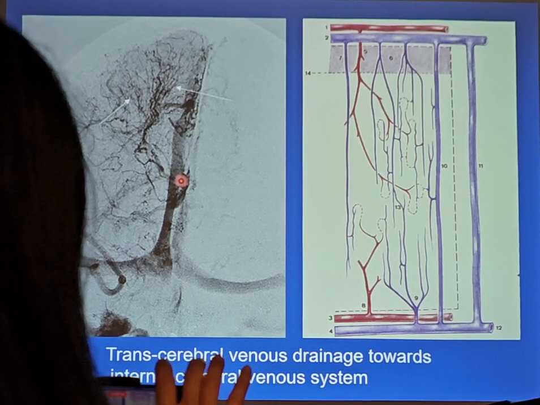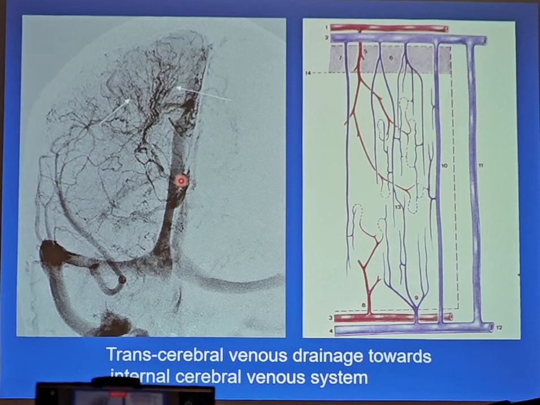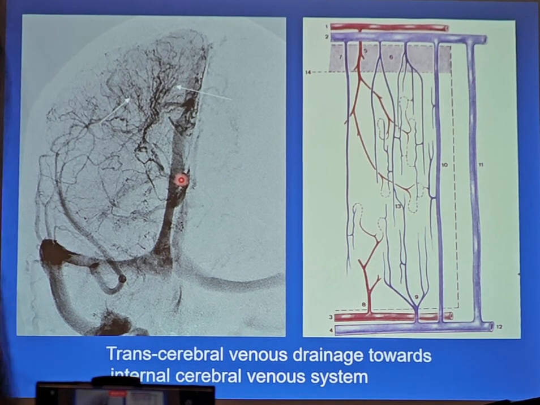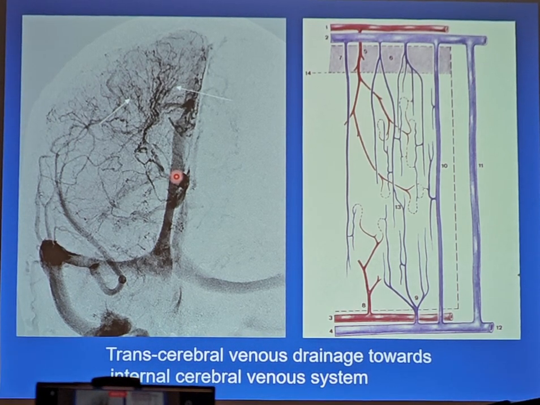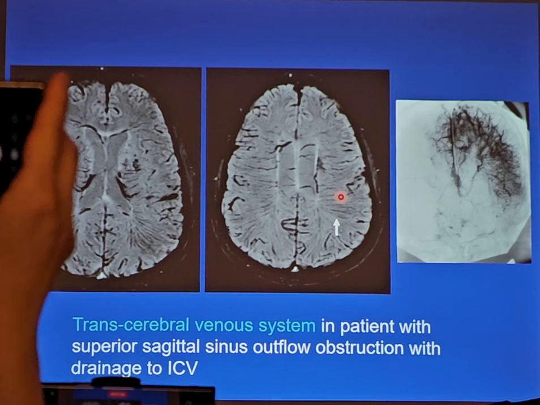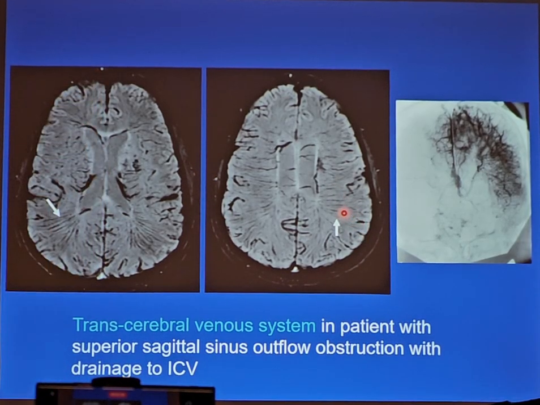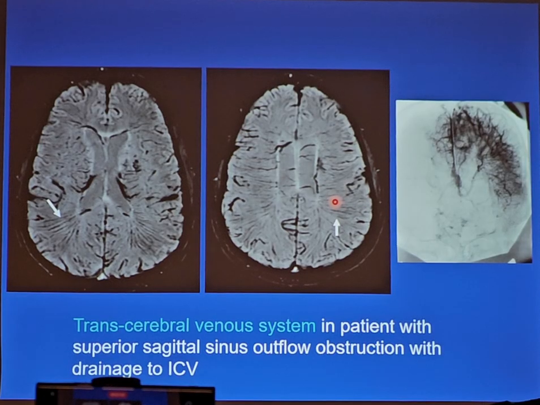So the internal cerebral vein can drain a much larger territory using the transcerebral venous system, as in this case is shown. The transcerebral venous system is also shown on MR. You can see how these vessels are nicely projected onto these images. So look for them, because it may indicate an abnormality.